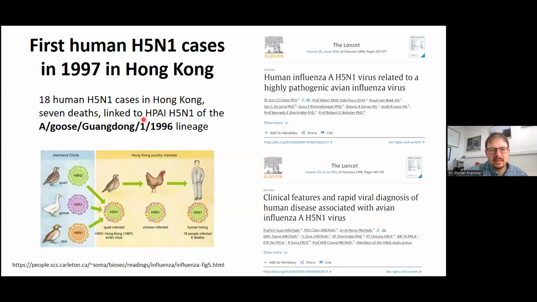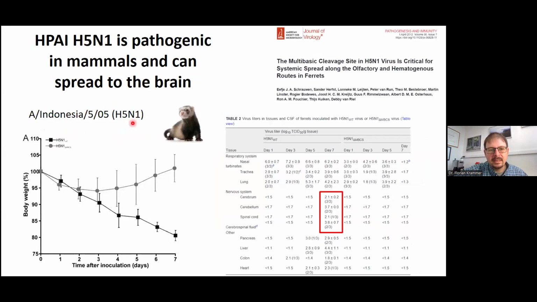And this is H5 that's associated with the A/goose/Guangdong lineage. That's a lineage that emerged in China. H5 has many different lineages, and that developed into a highly pathogenic phenotype and caused this issue in Hong Kong in 1997. And it turned out when people studied these highly pathogenic avian influenza viruses, that they are actually pretty devastating in mammals too.